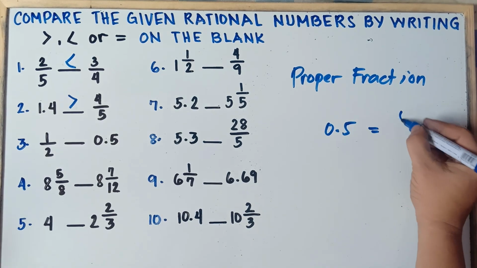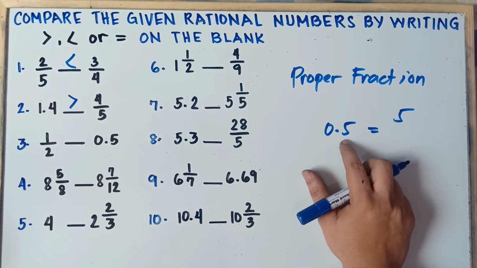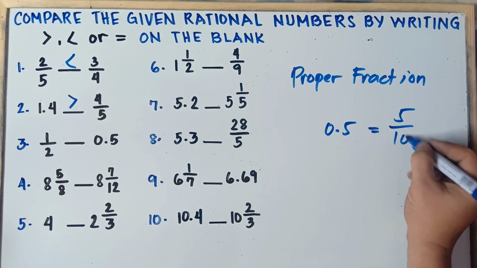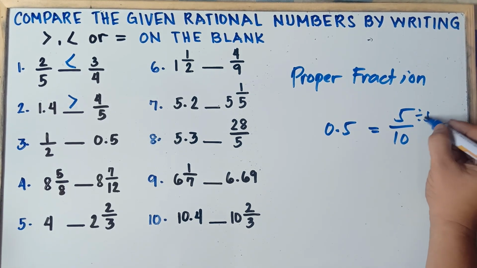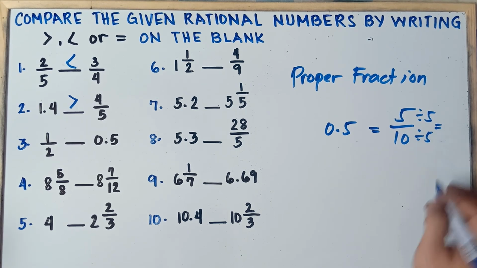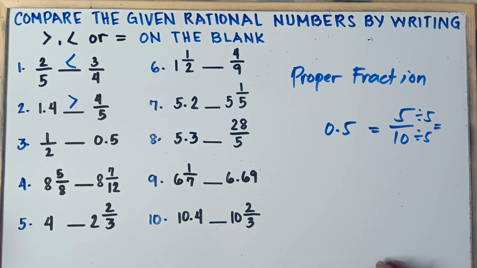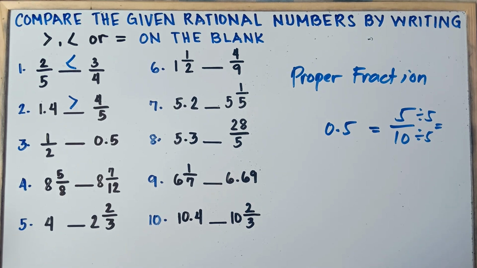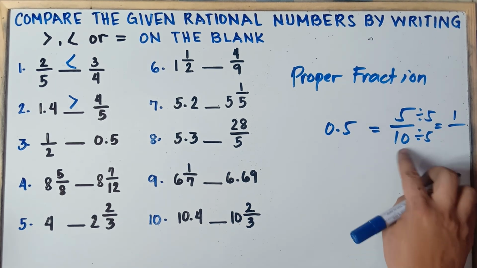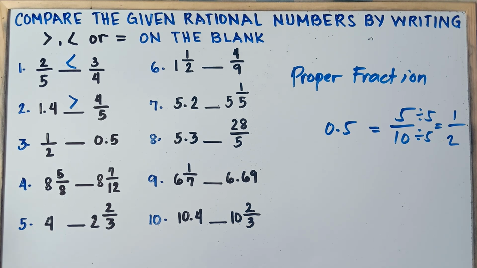5, this is 5, then the place value is tenths. Once again, for the decimal, you start at tenths. So 5 over 10. We can divide this one by 5. You can reduce, class. Once again, always reduce the fraction, class. 5 divided by 5 is 1. 10 divided by 5 is 2. That is 1/2.